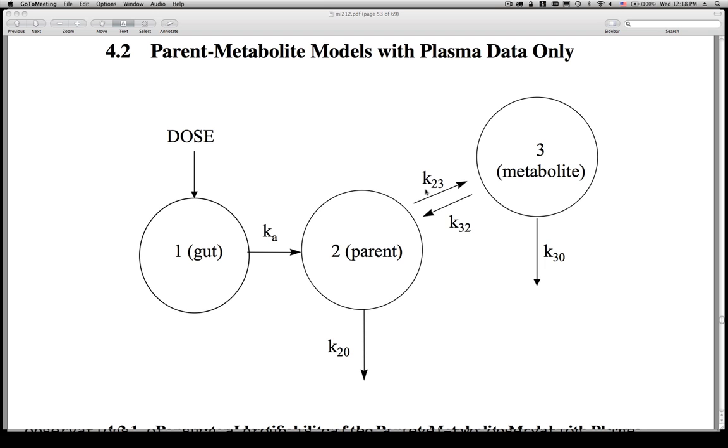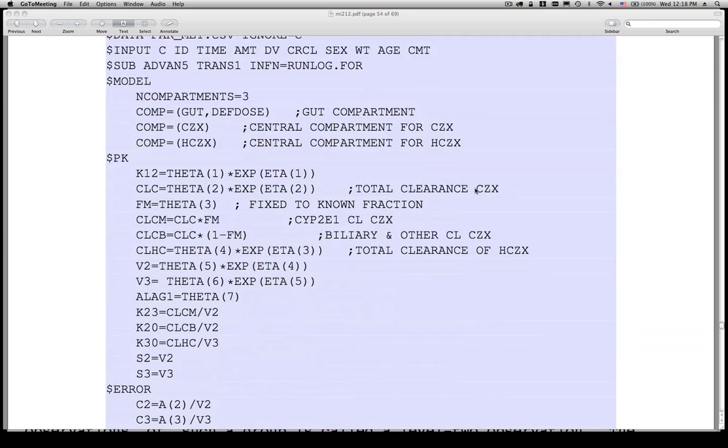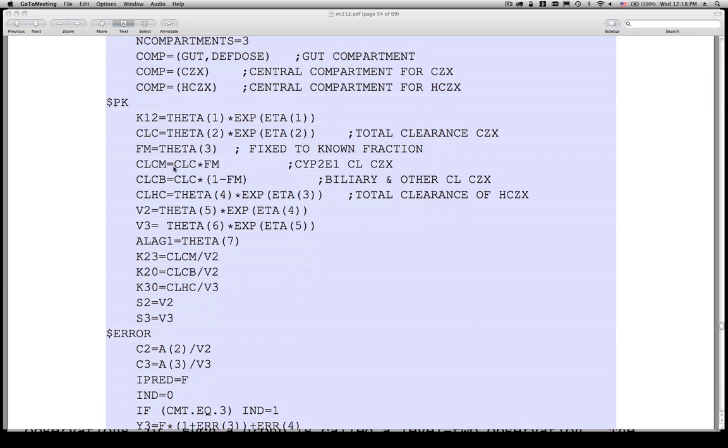One more question here is, if Fm is fixed, why don't we just define it as a constant instead of a theta? And of course we could do that in the code. Instead of saying Fm equals theta 3 here, we could just say Fm equals 0.65. But this construction here allows us to estimate Fm at some later point if we were to collect more data. Either way would work for this model.